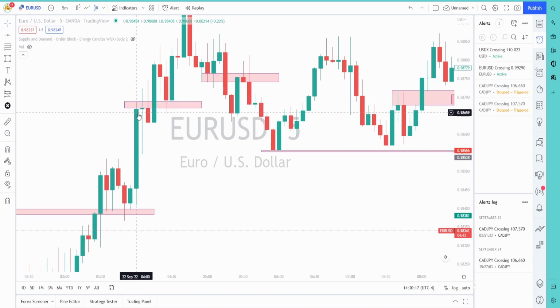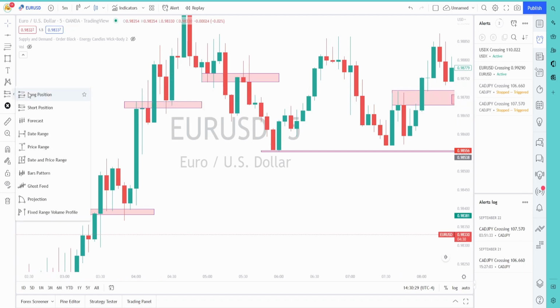It didn't decide to close. It didn't close in here. It didn't close within the body of the candle. So at that point, that could have been considered an entry pattern.